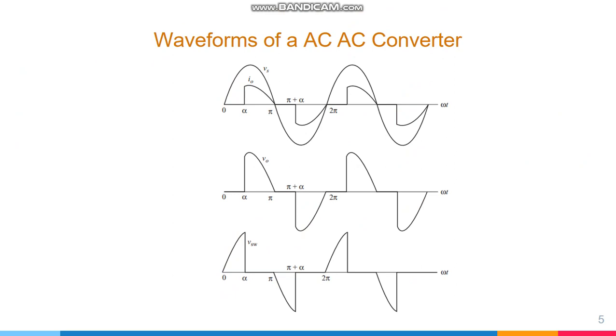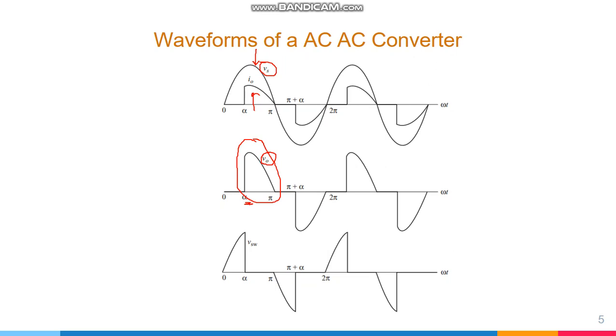These are the waveforms of an AC-AC converter. This is the source voltage Vs. It is a complete sinusoidal waveform. This is the output current I0, and this is the output voltage V0 that will appear across the load. So you see that when this thyristor was triggered at some specific angle alpha, the output voltage will follow the input voltage Vs, and a part of the sinusoid has been delivered to the output.